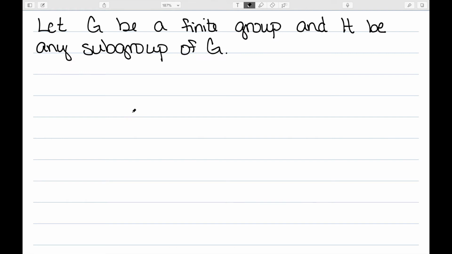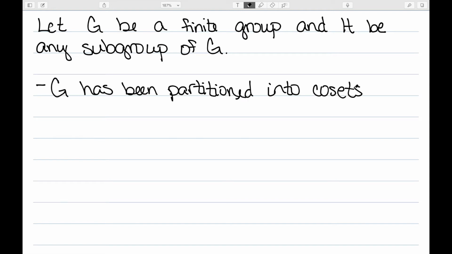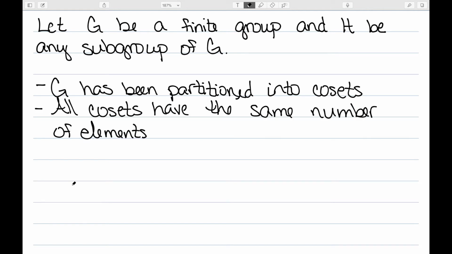In this video, I want to talk about Lagrange's theorem. Let's let G be a finite group and H be any subgroup of G. Since we have a subgroup, we have partitioned G into cosets. I proved in the last video that this did actually form a partition. We also proved that all the cosets have the same number of elements, which is also the same as the number of elements in H.